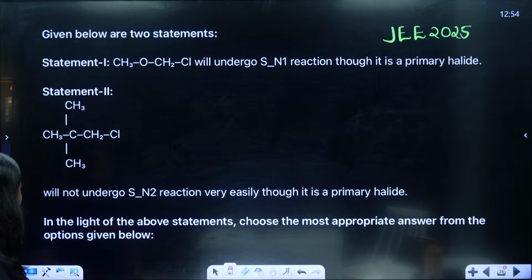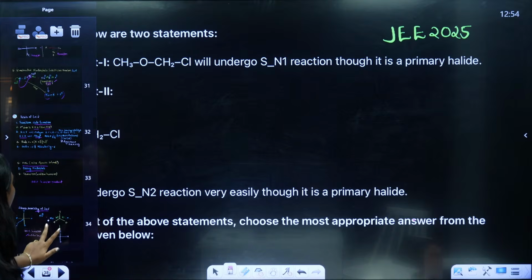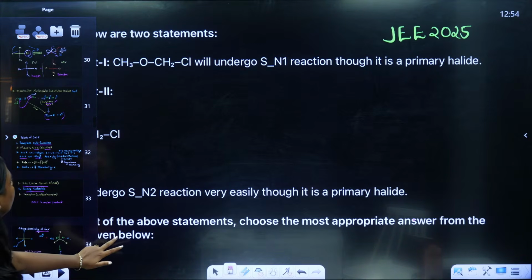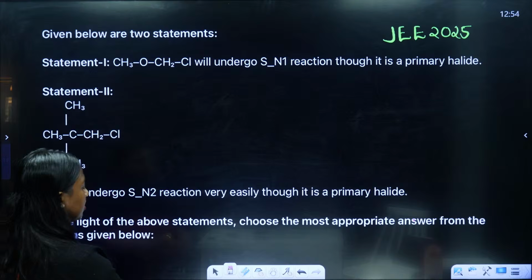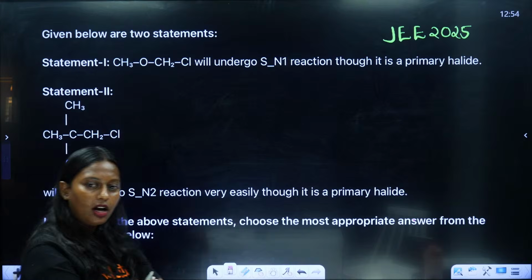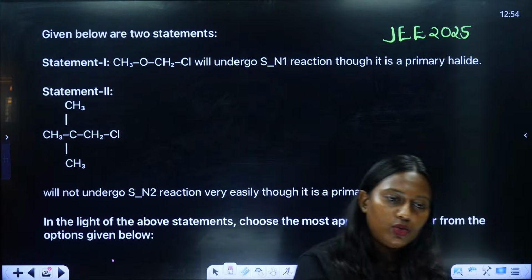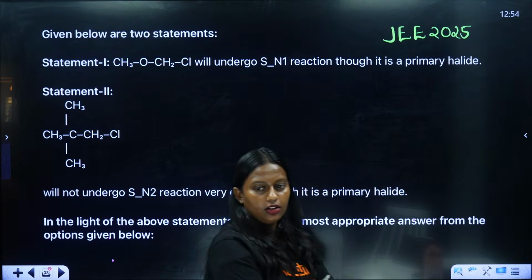Clear. Okay, tell me the answer. I will explain all these points again. Ma'am, options. Okay, you can say statement 1 is correct, statement 2 is wrong. Or statement 1 is correct, statement 2 is also correct. So you can write it like that. There is no space, so the options were not taken.